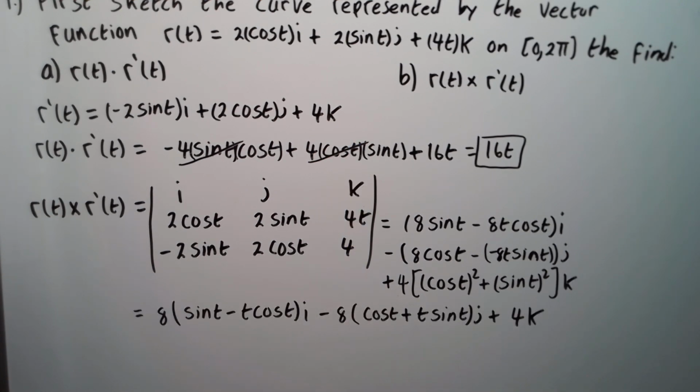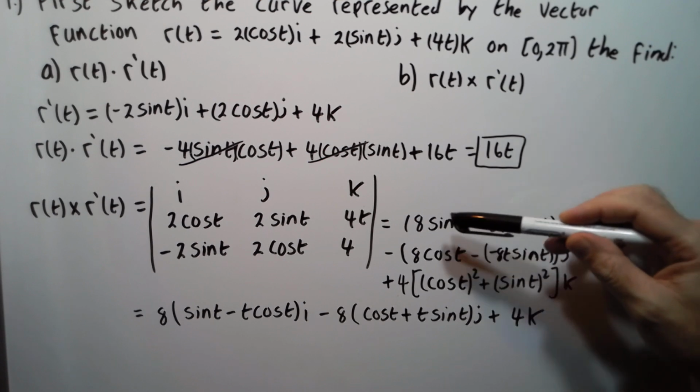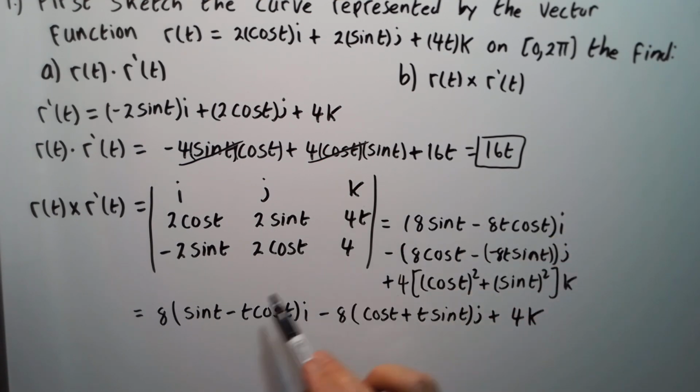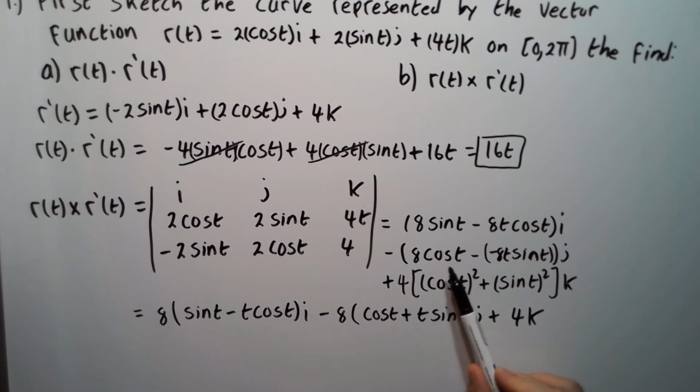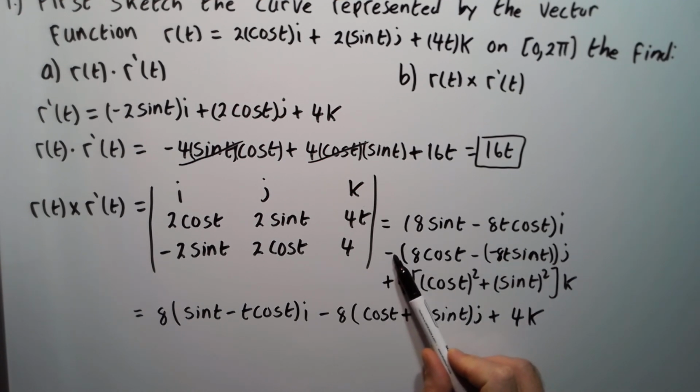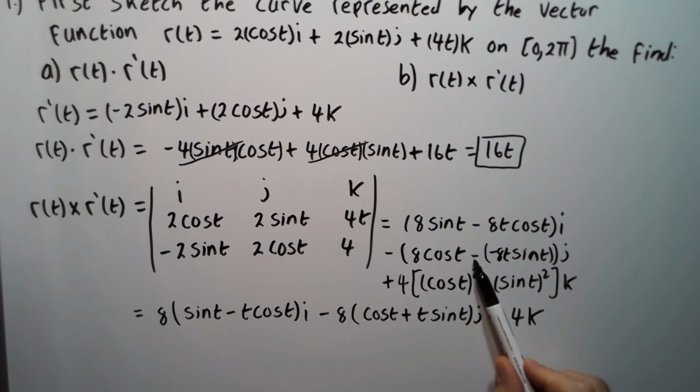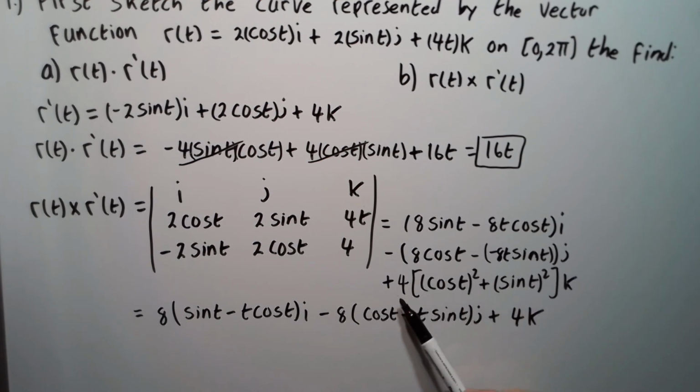So we get this. In the i component, I just pulled an 8 out up here. So that's how I got the 8 in front here. And then here I pulled an 8 out also. So it'll be minus 8 in front then, and 2 minuses will make a plus there. So it'll be negative 8 times cosine plus t sine. And again, cosine squared plus sine squared is 1. So we're just going to get a 4 in the k position here. So this is our answer here.